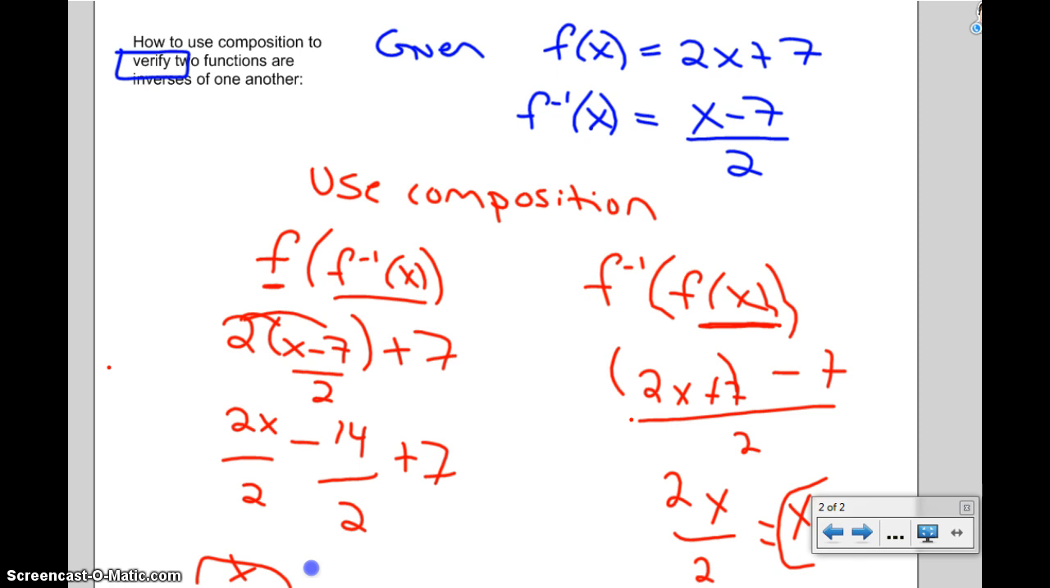If I get x when I do both compositions, when I do the original inside of the inverse and the inverse inside of the original, if I do that and I get x both times, I have verified that these were correctly given to me. They were actually inverses of each other.